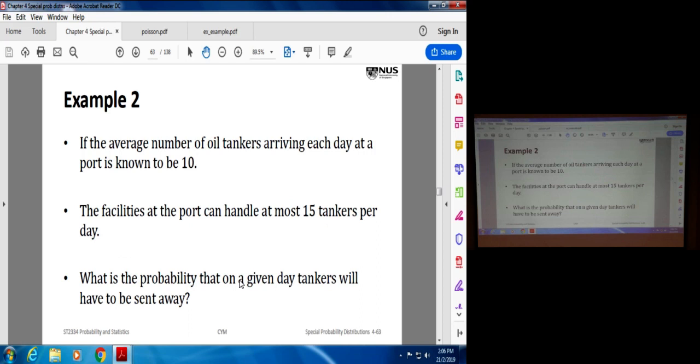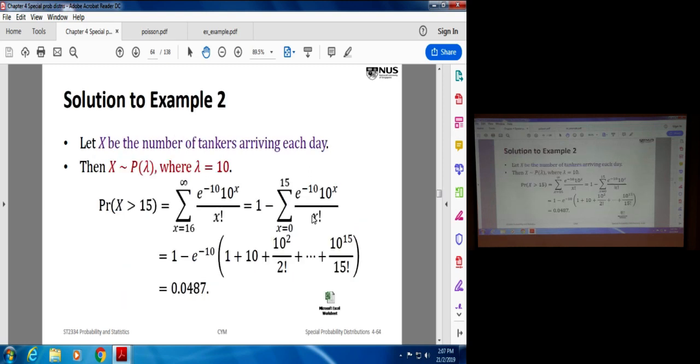Okay, example 2. Again, this is another Poisson example. The average number of oil tankers arriving each day at a port is known to be 10, so this gives you the value of lambda if we're going with Poisson. The facilities at the port can handle at most 15 tankers per day, and the question is, what's the probability that on a given day tankers will have to be sent away? We're going to model the number of tankers arriving as being Poisson with parameter 10, and then we're just asked to compute the probability of this event.